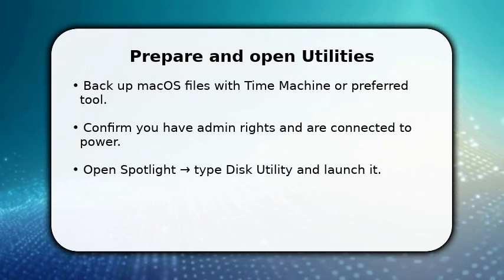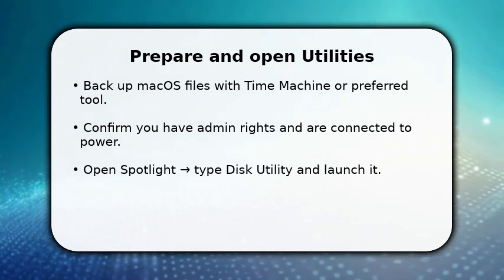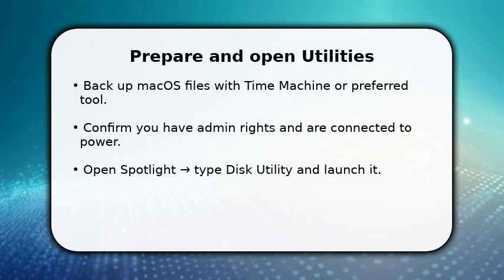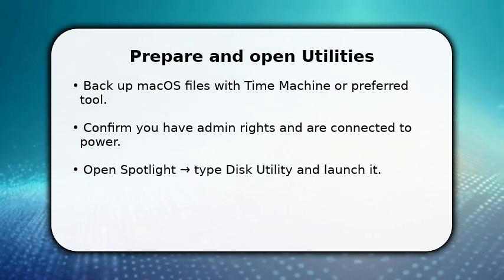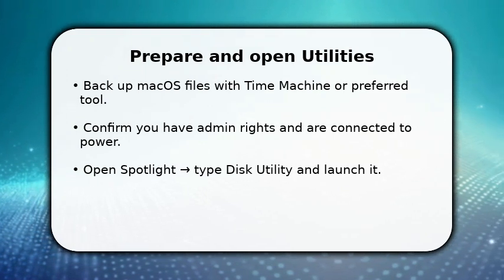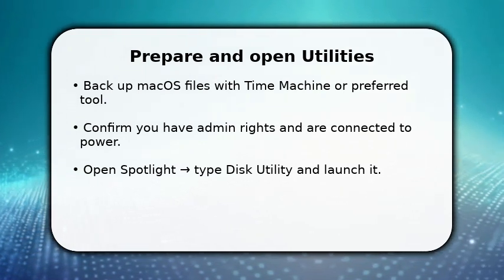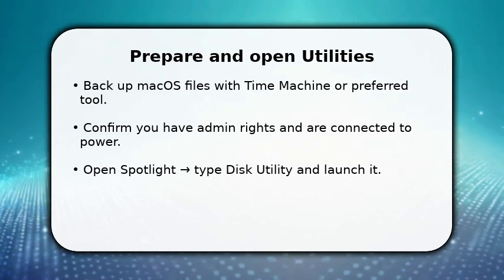Next, open Spotlight, type Disk Utility, and launch it. You do this now because Disk Utility lets you view the Bootcamp partition and the main app's volume. Acting immediately prevents accidental use of the Bootcamp volume during removal.